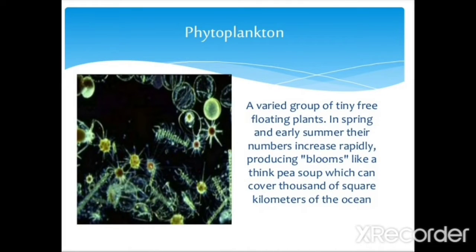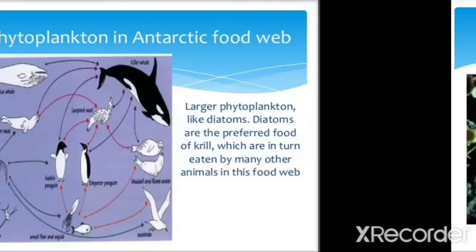Phytoplankton. Phytoplankton, a small size plant that nourishes the marine animals. So here is the definition: a varied group of tiny free floating plants. In spring and early summer, their numbers increase rapidly, producing blooms like a thin pea soup which can cover thousands of square kilometers of the ocean.